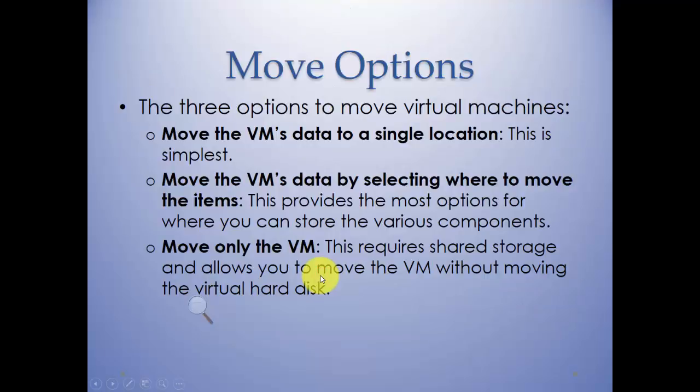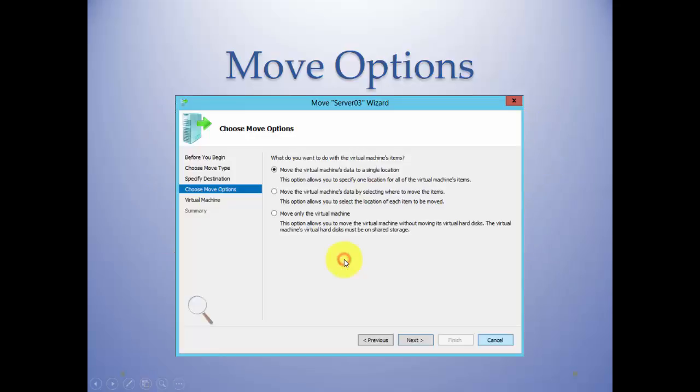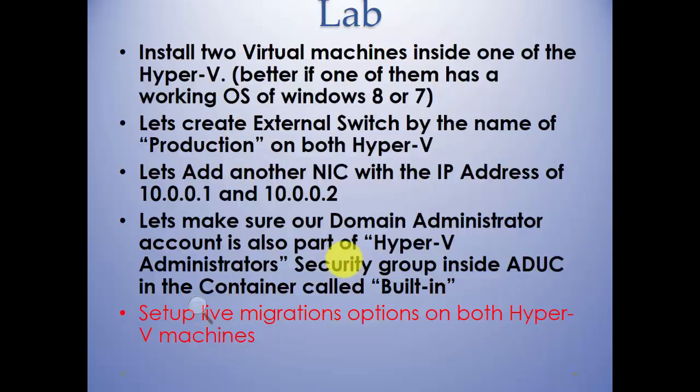So I'm just going to go ahead, move options. There are 3 options to move virtual machines. Move the VM's data to a single location. This is simplest, and this is what we're going to do first. Move the VM's data by selecting where to move the items. This provides the most options for where you can store the various components. Move only the VM. This requires shared storage and allows you to move the VM without moving the virtual hard disk. That's what we're not doing, because we don't have a third storage here to do that. This is how it looks, but we're going to go through this wizard and do that.